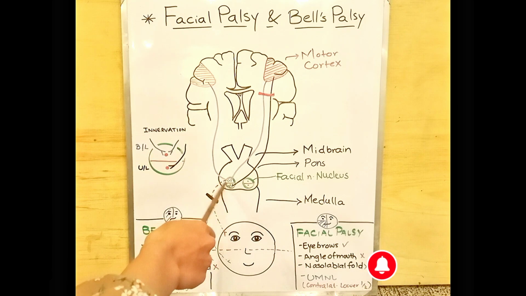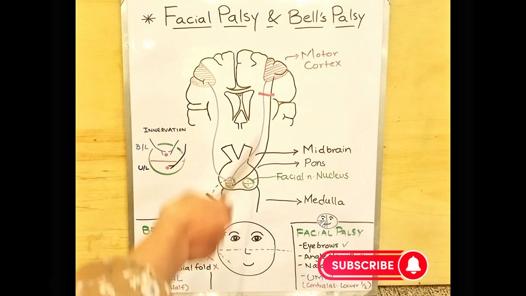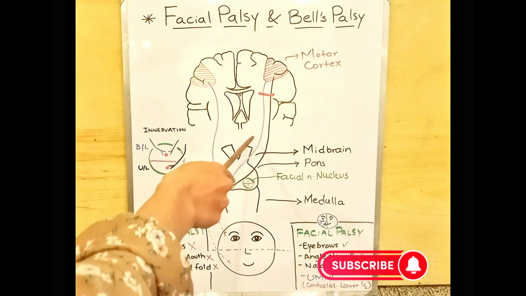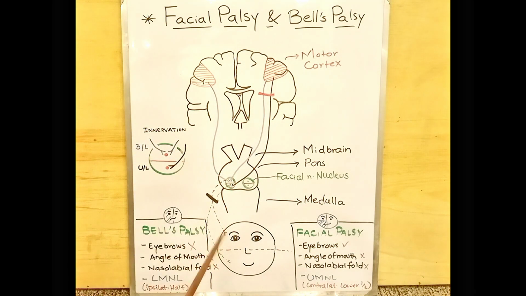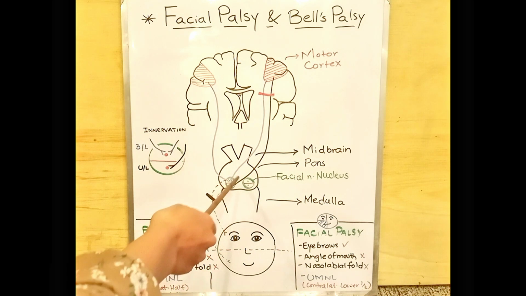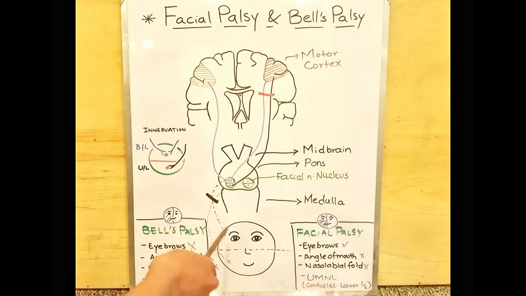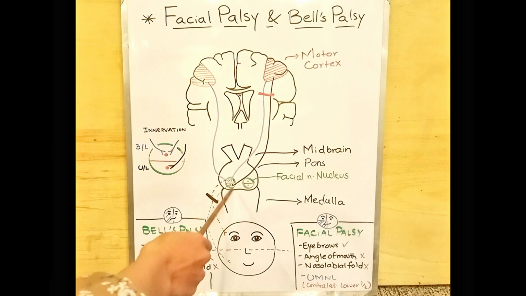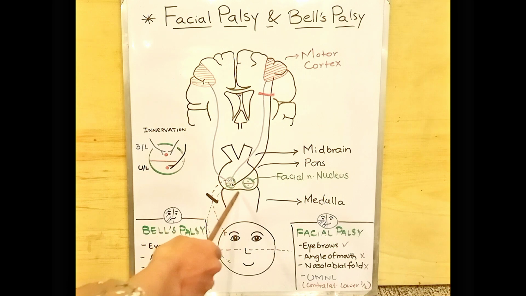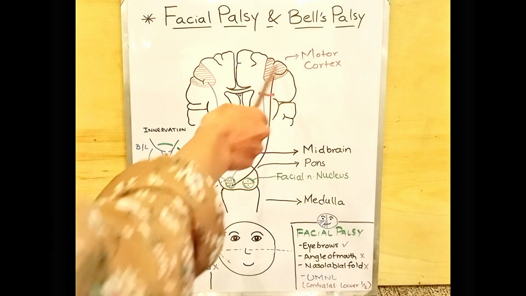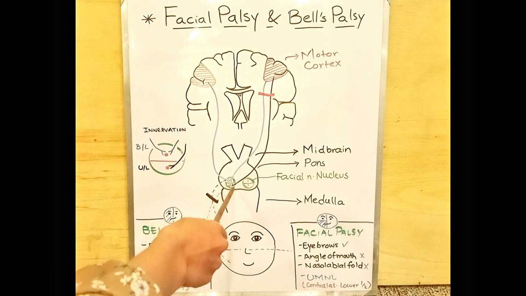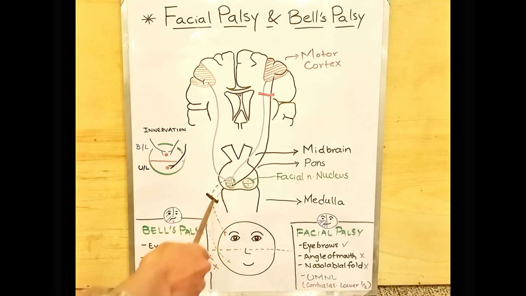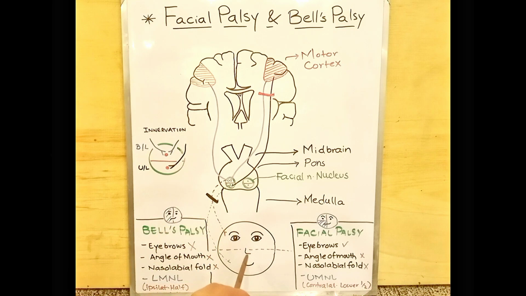The upper part of the facial nerve nucleus gets the innervation from the ipsilateral side as well as the contralateral side of the motor cortices. And then this would give rise to the lower motor neuron and this would supply the upper half of the face. The lower part of the facial nerve nucleus receives the innervation only from the contralateral side of the motor cortex and this would give the lower motor neuron to only the lower side of the face.